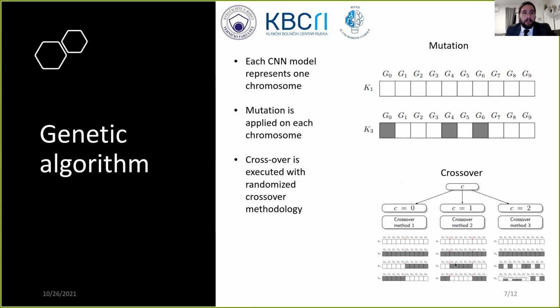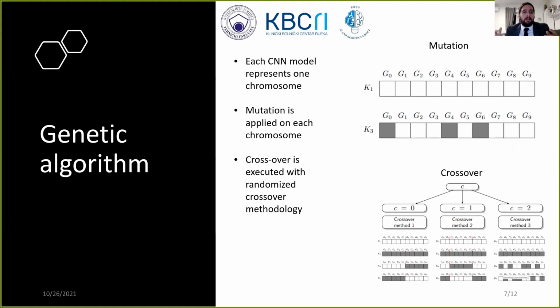The second crossover method is based on defining the new chromosome by using three parts of two parent chromosomes. So we took two parts of one chromosome and the third part of the second chromosome. And the last crossover method used in this research is based on the random crossover between two chromosomes.